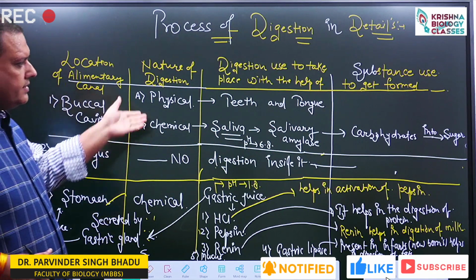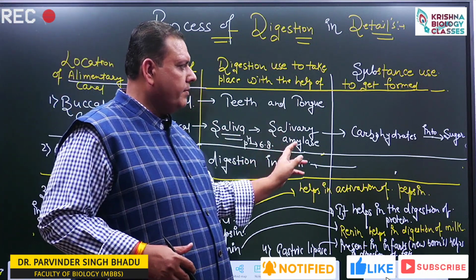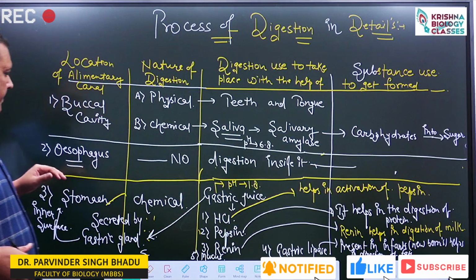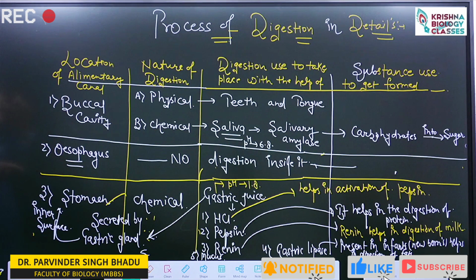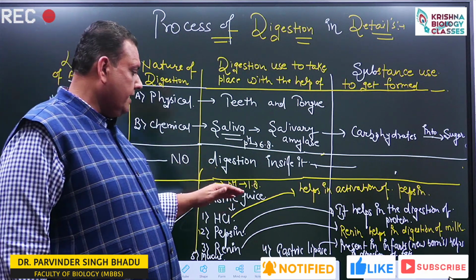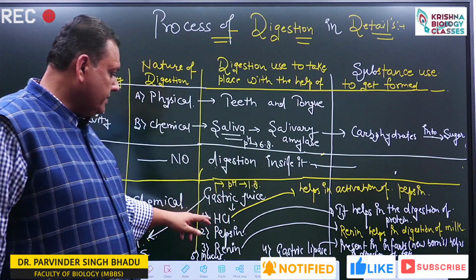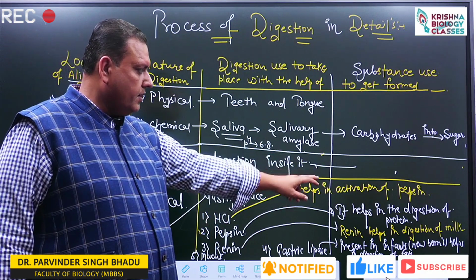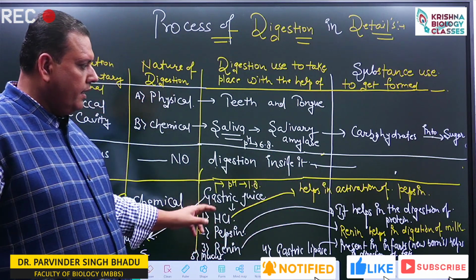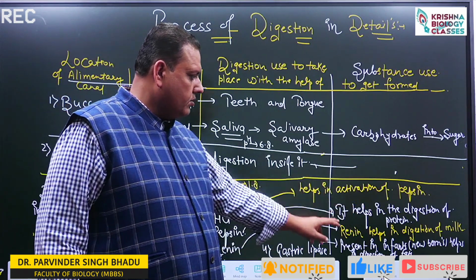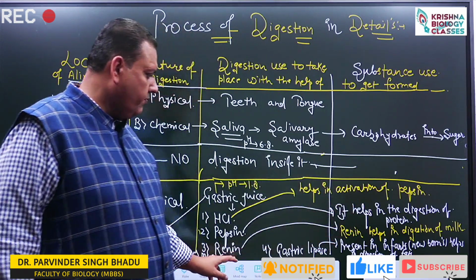In the buccal cavity, saliva contains salivary amylase, which converts carbohydrate into sugar. There is no specific digestion inside the esophagus. When food reaches inside the stomach, the pH becomes acidic due to the presence of HCl in gastric juice. This HCl is responsible for the activation of pepsin. Pepsin helps in the digestion of protein. Renin is also found, which helps in the digestion of milk.